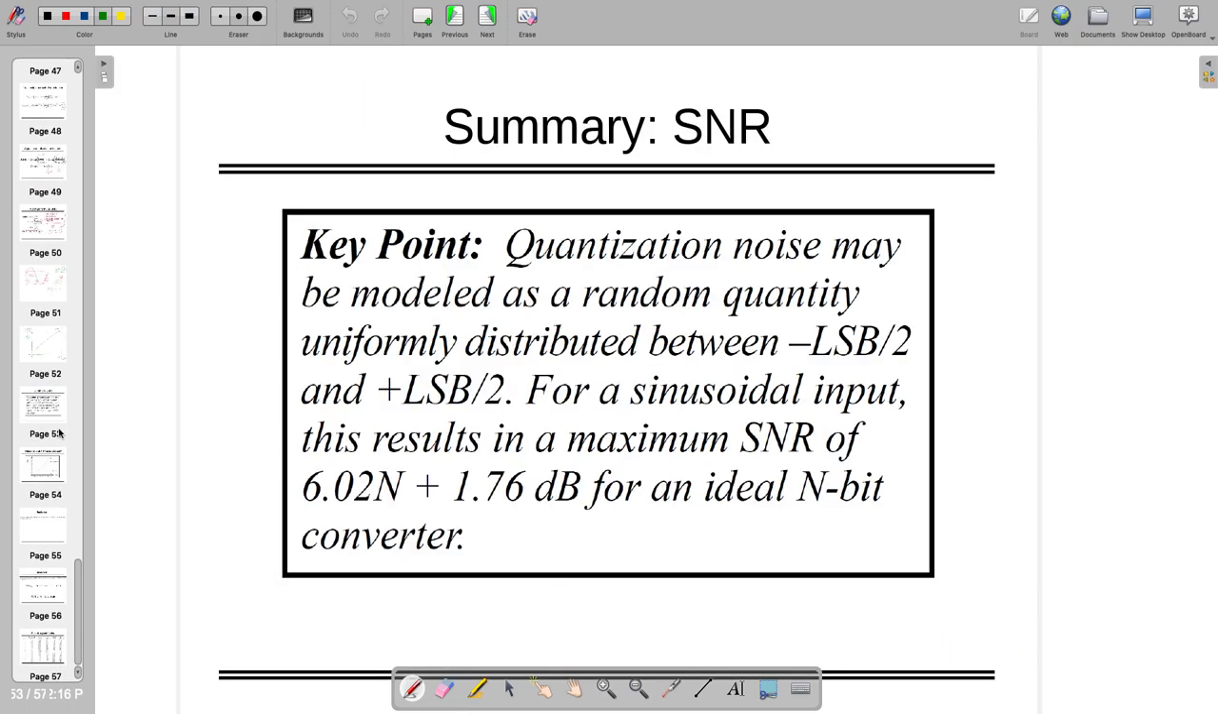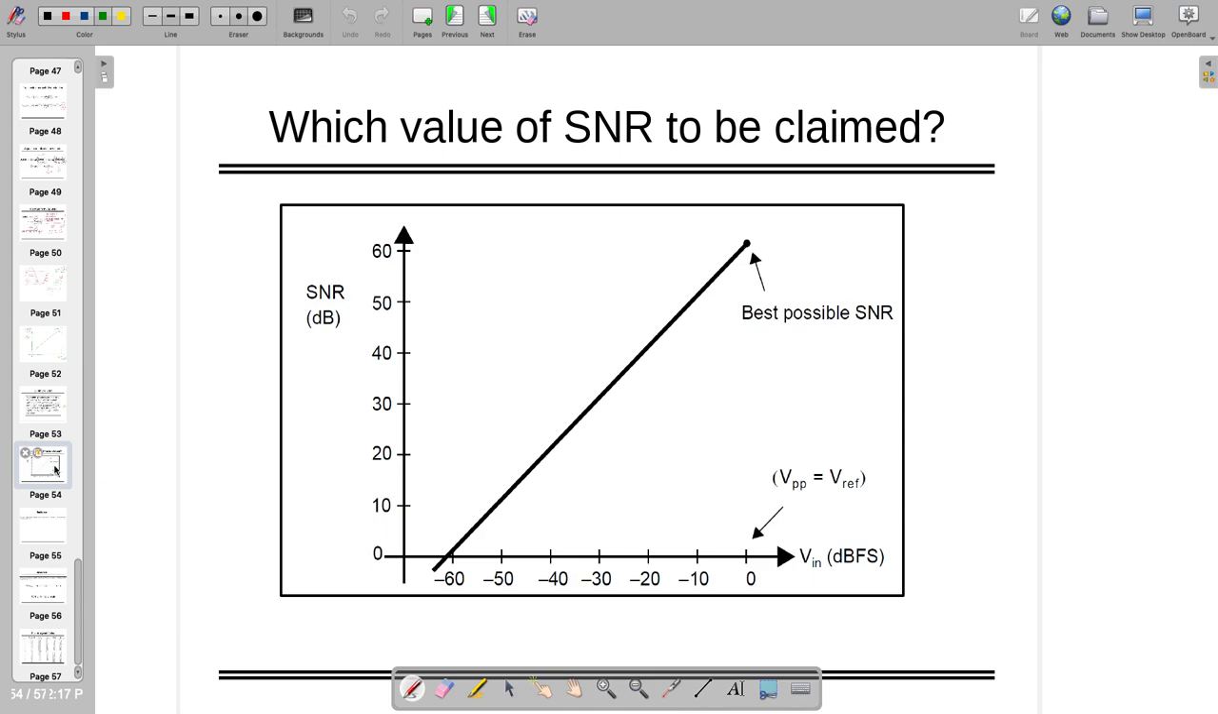Okay. So quantization noise may be modeled as a random quantity uniformly distributed between minus 1 LSB by 2 to plus 1 LSB by 2. For a sinusoidal input, this results in this SNR or SQNR. Some people drop the Q word, right? So for an ideal N-bit converter, this is the case. But this is the maximum SNR. Just look at this. There is one adjective written before SNR: maximum. Maximum SNR is equal to 6.02N plus 1.76. This is not for the minimum one or in between. So this is the plot which I told you.